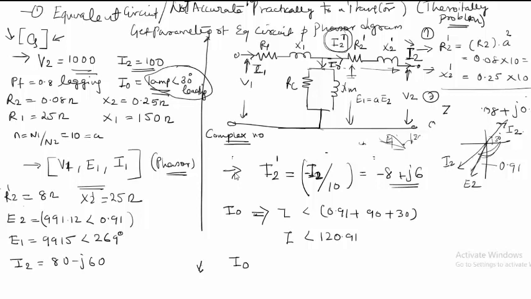The reason you need to consider your E2 here is because you are going to solve this to get your I1. Again, if you are solving this, it will come up to something like 0.51 plus j0.857. So your I0, what you have found out, is 0.51 plus j0.857.